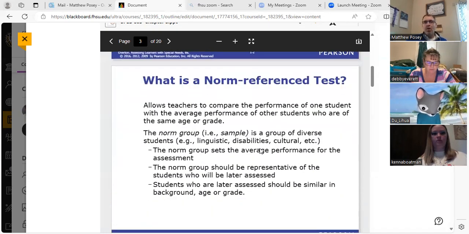So really, what is a norm reference test? Your norm group is a sample, a group of diverse students. The diversity looks at linguistic diversity, disabilities, and cultural factors. There are several components taken into that. That big norm group sets the average performance for that particular assessment or assessments that are given.